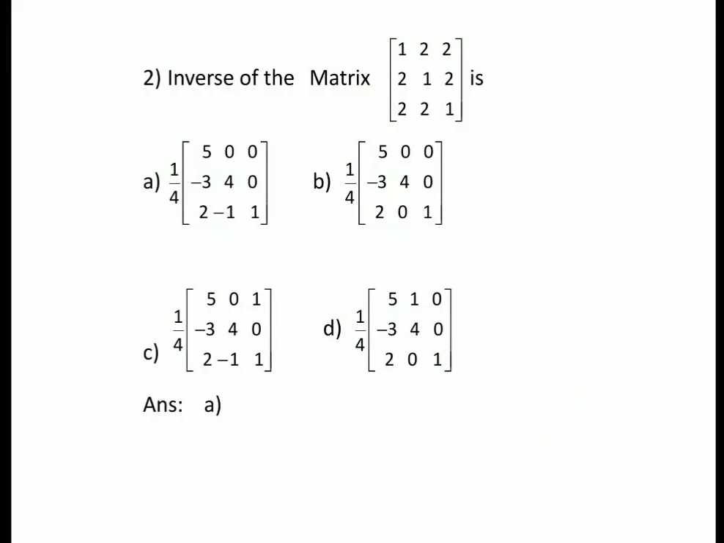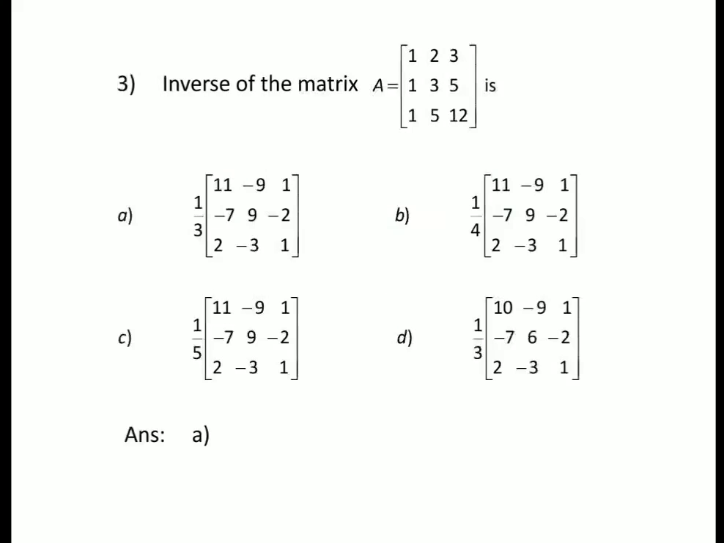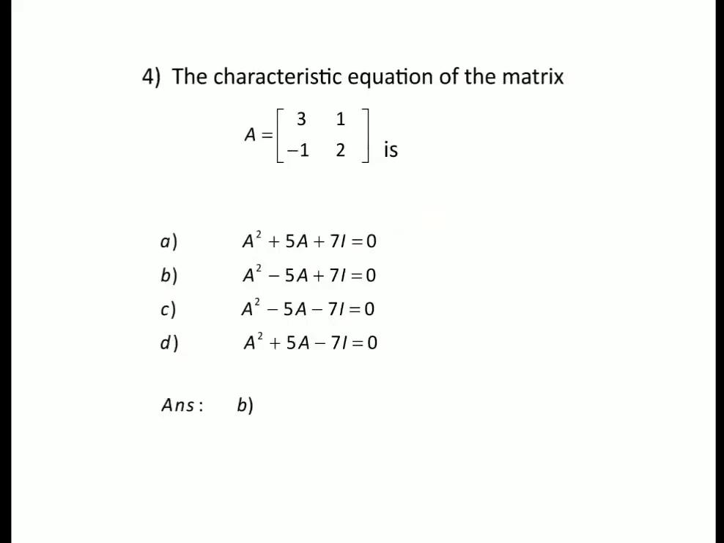Next one is the inverse of this matrix. To find the inverse of the matrix, use any method, not only this Cayley-Hamilton theorem, you can use your own method also. And next one is the inverse of this matrix, same question. And lastly, the fourth one is the characteristic equation of this matrix. Again it is also the same.